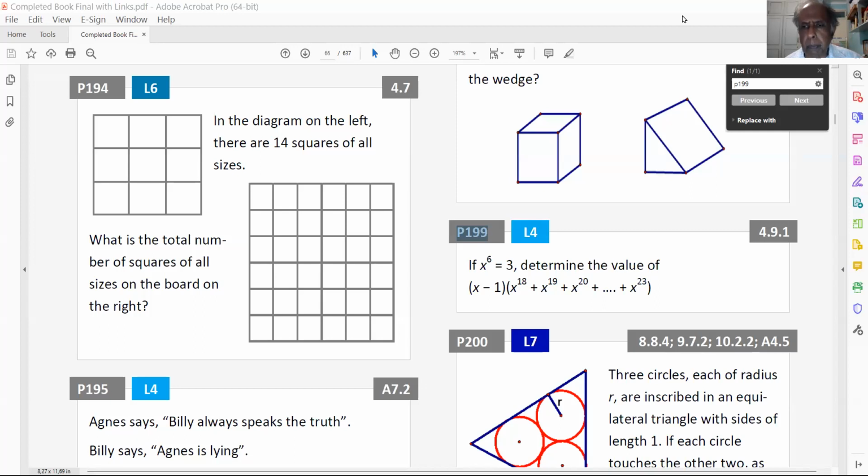Please look at problem 199. Problem 199 states the following. If x to the power of 6 is equal to 3, the question is, can you determine that product? The product is x minus 1 into x to the 18 and various other things like that. So that is the question. Can we determine the product?